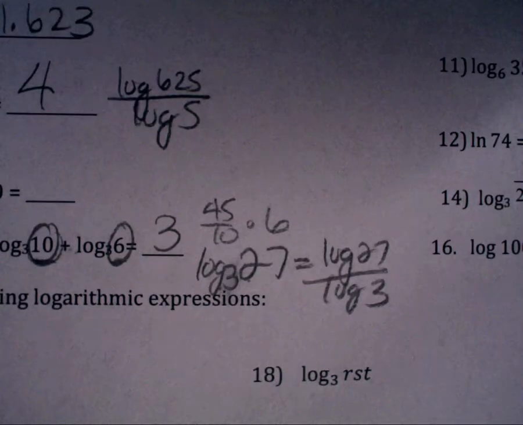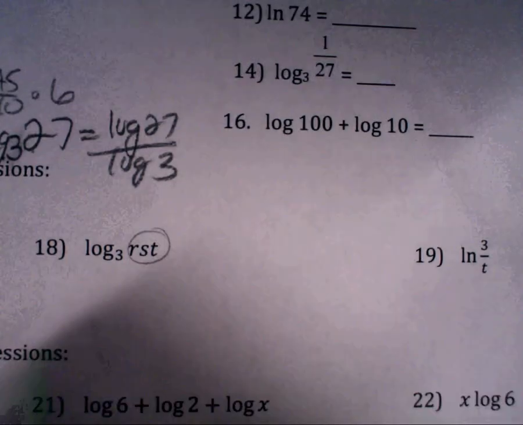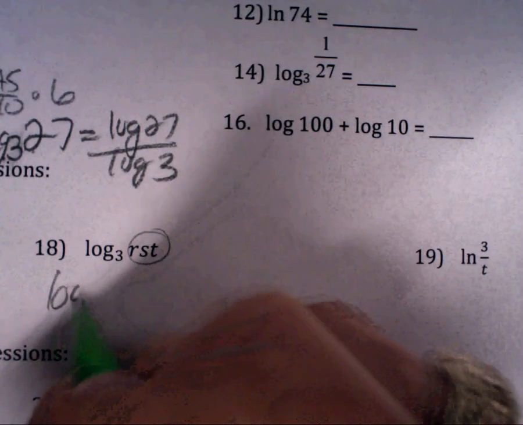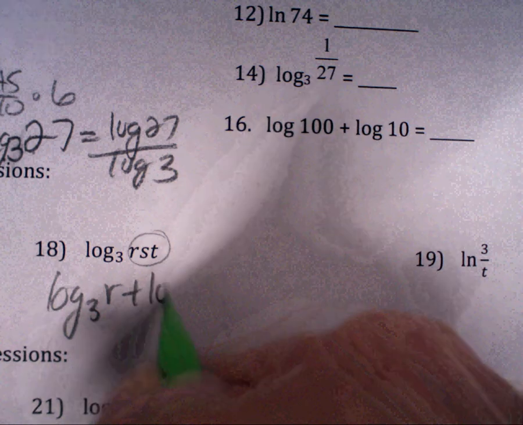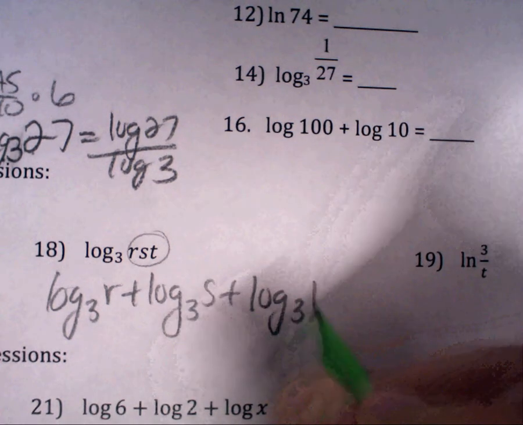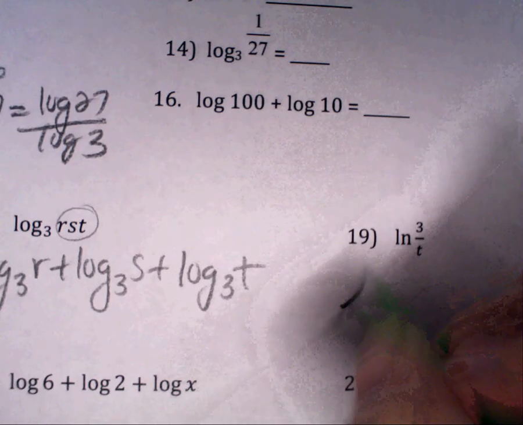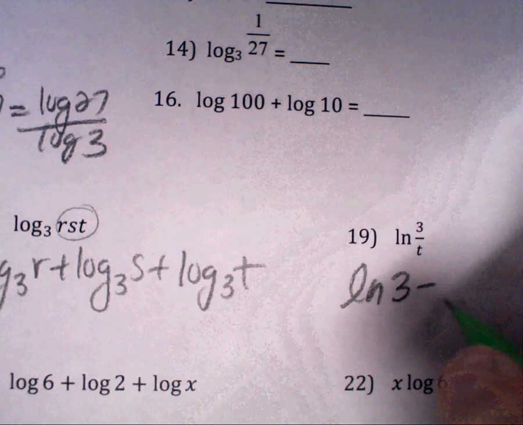Alright, so let's look at one like 18. They're all multiplying, so in the end they're all going to be separated with addition. And number 19 is dividing, so I'm going to separate with subtraction.